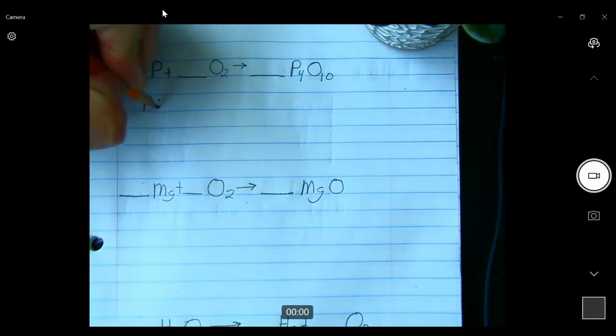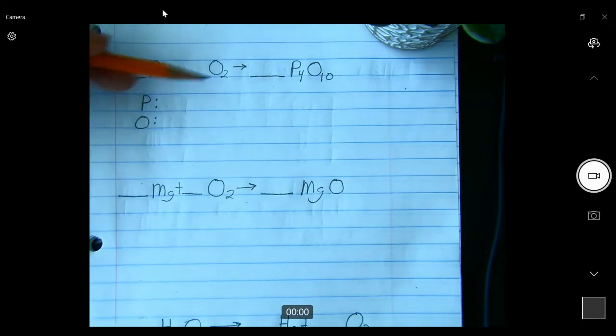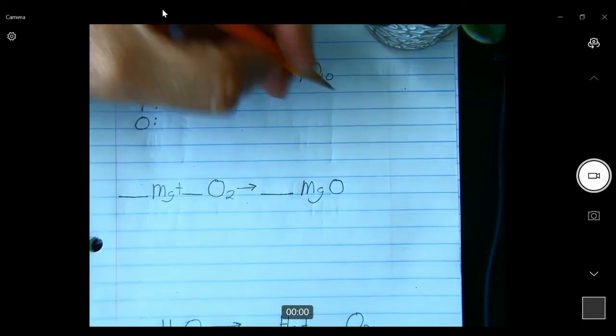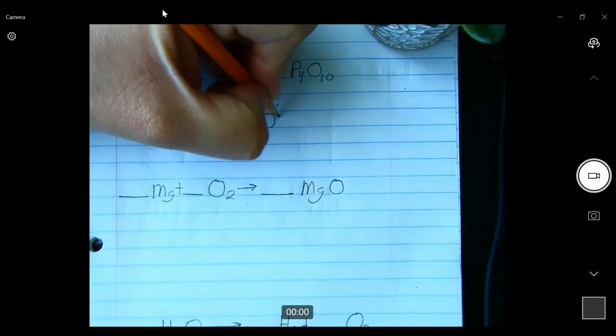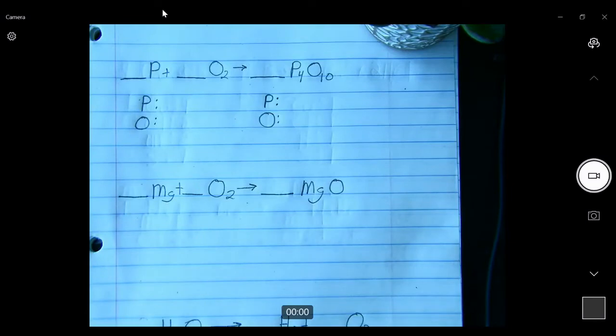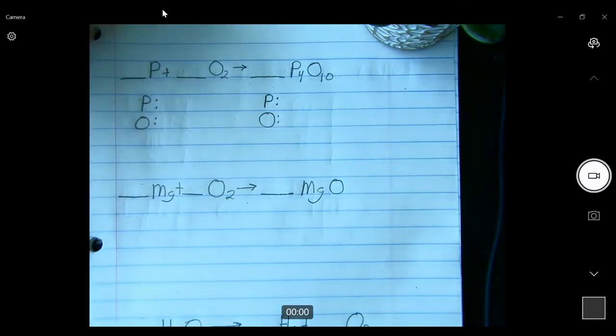So put P here for phosphorus and O here for oxygen. And here you don't write the subscripts, you just write the atoms, phosphorus, oxygen. And then on the right side, on the product side, you write them in the same order, phosphorus, oxygen. All right, so you have these down. Now you've got to write down how many you have on each side.